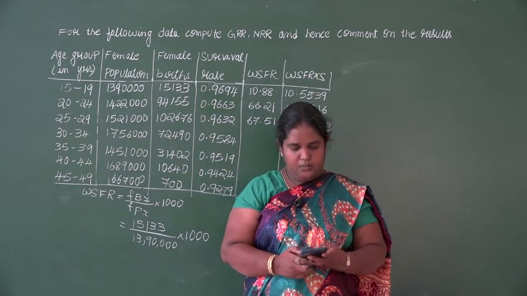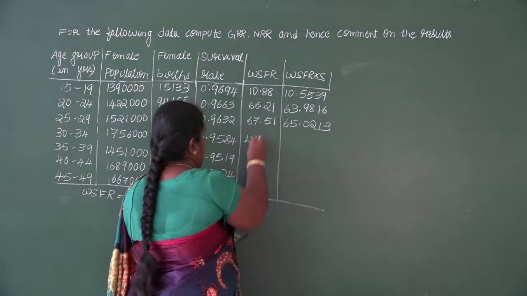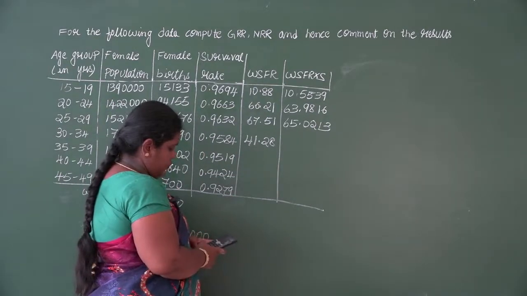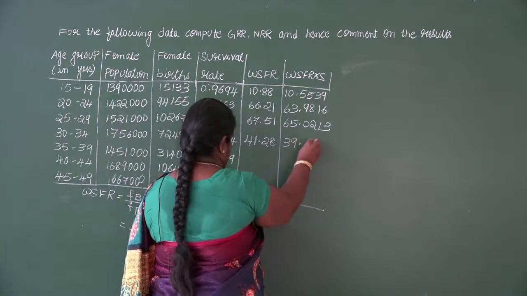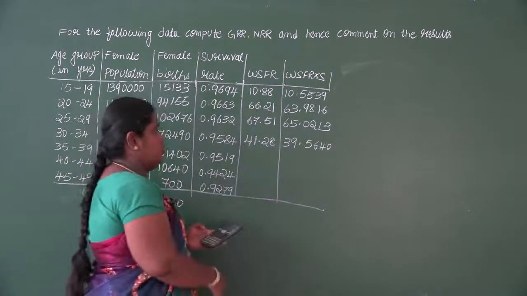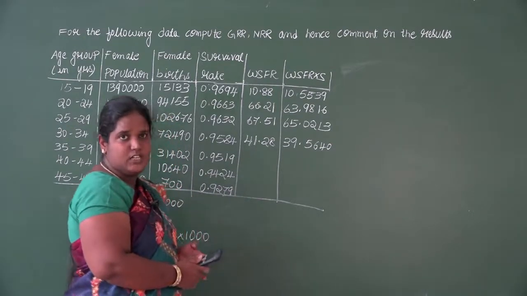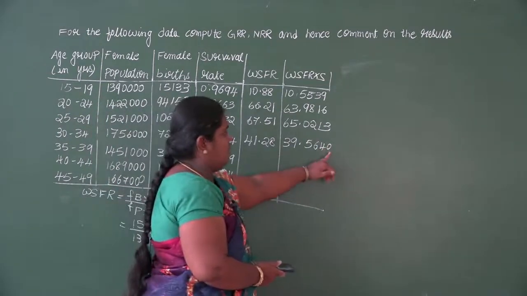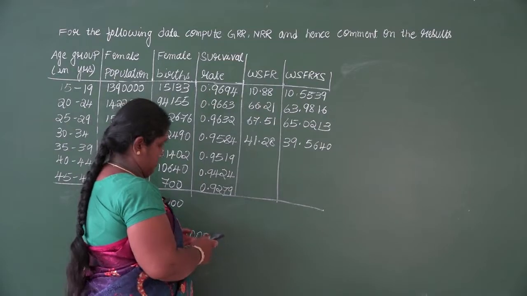Next age group, it is 72,490 divided by 17,56,000. It is 41.28. Again we are multiplying with the survival ratio 0.9584. We'll get 39.5640. So if I approximate to 4 digits, I'll get it as 40 itself. So let it be 40, because the next number is 1. Only if it is more than 5, we'll take it one more number. Since it was 401, I'll take it as 40 itself.